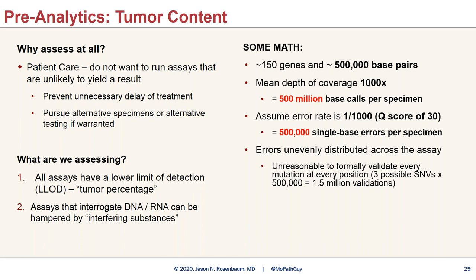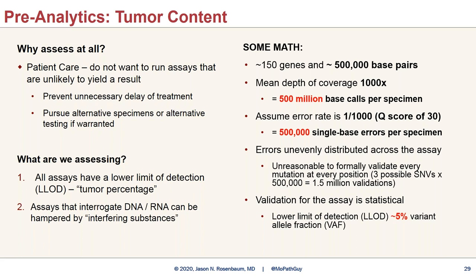And that sounds like maybe it's okay because it's only one error per base position and you're sequencing each position 1,000 times. But it's important to keep in mind that the errors are unevenly distributed across the assay. Some regions sequence poorly and some regions sequence better. And given the size of these assays, it's unreasonable to validate every mutation at every position. And so we take a statistical approach, and the lower limit of detection of most cancer panels of reasonable size is about 5% variant allele fraction, give or take.